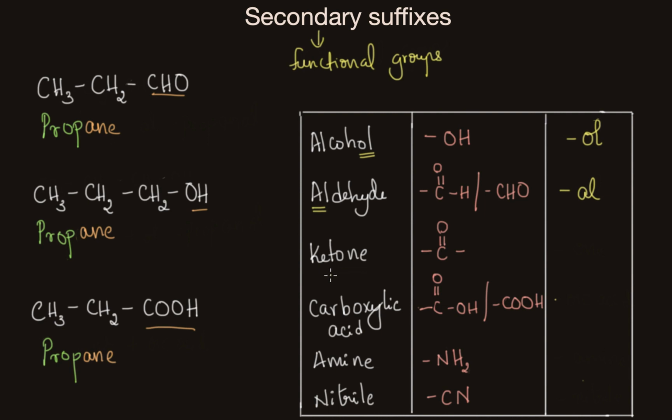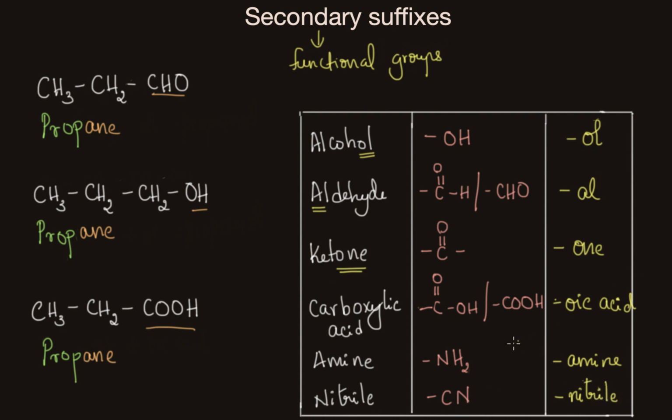Okay. Next is ketone, whose functional group is C double bond O, and the suffix used is one, O-N-E. It's not won, it's one. So you can remember it by taking the last 3 letters of ketone. For carboxylic acid, whose functional group is COOH, the suffix used is oic acid. For amine, it is amine itself, and the functional group of amine is NH2. For nitrile, it is nitrile itself, and its functional group is CN.